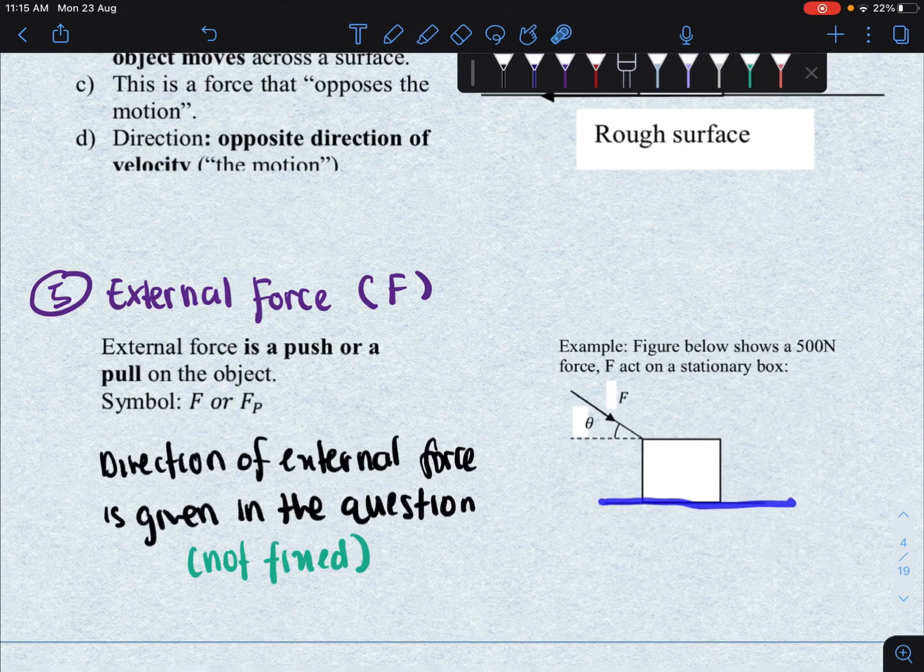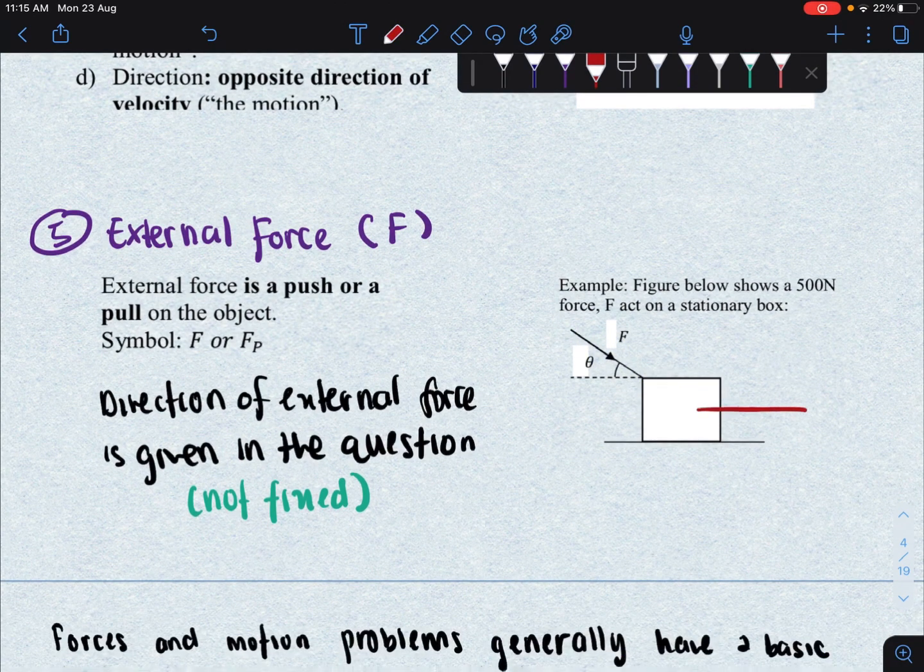So for example, we have a surface and we place a stationary box on the surface, and then you exert a 500 Newton force on the stationary box. So you are exerting a force of 500 Newton, you are trying to push this box. So this is the direction of the external force. This is its direction, you are pushing it this way. Alright, let's say we have another external force, you pull it. Okay, so this would be the direction of the external force. So the direction of the external force depends on the question. It will be given in the question.